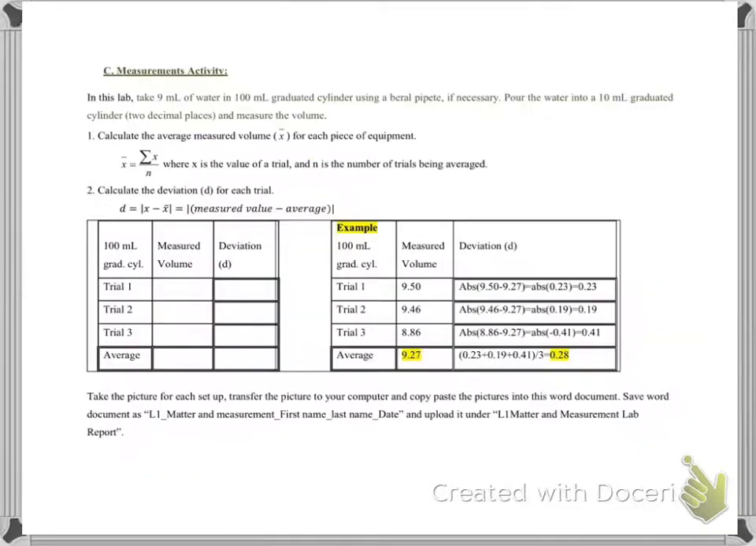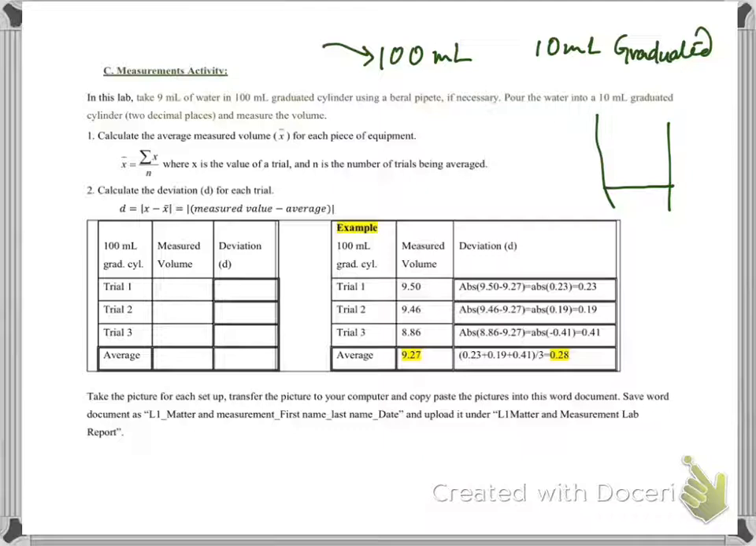The last one, part C, is the measurement activity. For this, you need a 100 milliliter graduated cylinder and a 10 ml graduated cylinder. What are you going to do? You're going to take 9 ml of water in the 100 ml graduated cylinder. Now in the 100 milliliter graduated cylinder, the lowest mark is 10. So if you need 9 ml, that means you have to stay below this mark. That's going to be 9 ml. You can use the barrel pipette, it's in the bag, to make it up to here.